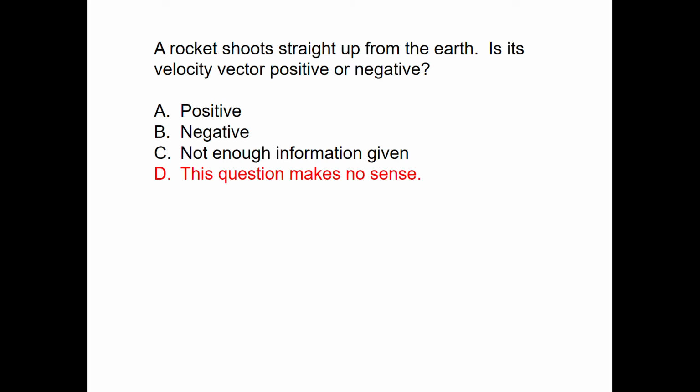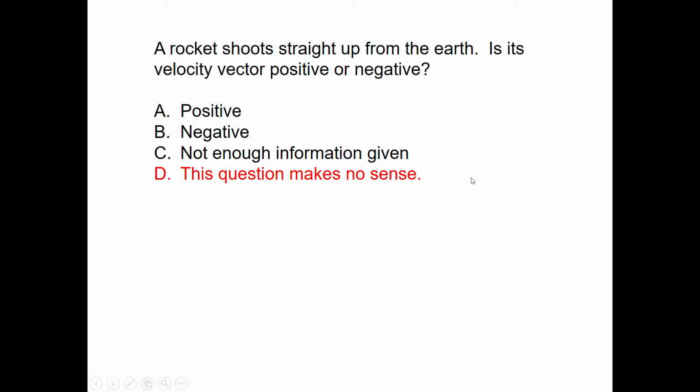If somebody asks me about the sign of the vector, vectors don't have a sign. Their components have signs, but the vectors don't have signs. So it's not that there's not enough information given. Even if we knew the x-y axes, that wouldn't tell us what the sign of the velocity vector itself is. Velocity vectors, or any vectors, don't have signs to them. They have a magnitude and a direction. They're never positive or negative.